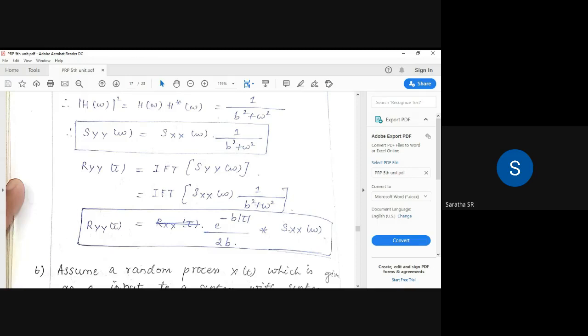Here we have to write Rxx of tau, not Sxx of omega. So here we have to convert this frequency domain also to time domain. So here we'll get Rxx of tau, not Sxx of omega. They made a mistake here. It should be Rxx of tau only. So this is our Ry of tau. So without knowing this Rxx of tau also, we can find Ry of tau. We have taken the same value as it is.